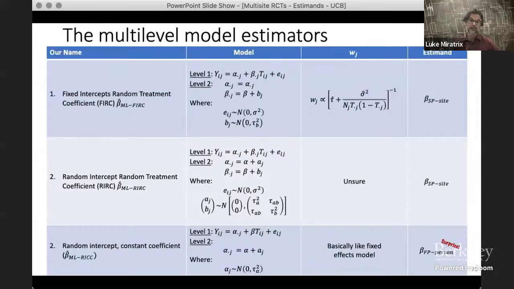Finally, there's the random intercept constant coefficient, where you just have a single treatment effect. This collapses to the fixed effects model. It's slightly different, but it is negligible how different these 2 are, which means that even though it looks like you have a random intercept, which feels like a superpopulation kind of quantity, in fact, that one is estimating a finite person-weighted estimand.